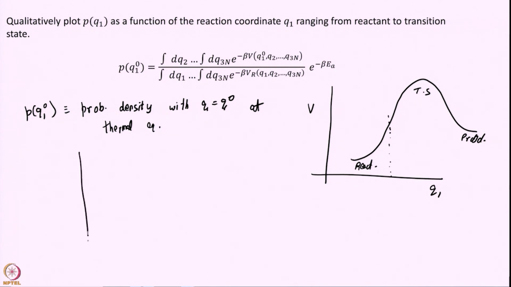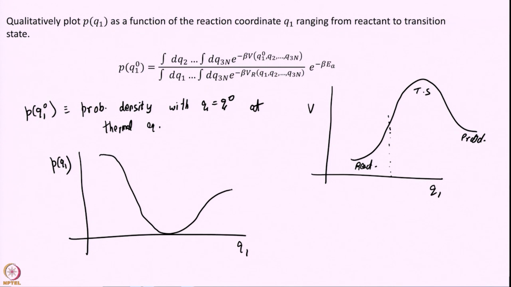So, what do you think if I plot Q1 versus P of Q1? Well, I will get a plot that is the exact opposite now. I am much more probable to be found at the reactant. It has a lower potential and thermal equilibrium prefers lower potential. You have an exponential function actually. So, this is my reactant and this will be my transition state. I have hit 0 which I should not have, but it will be very close to 0 and this will be somewhere my product.